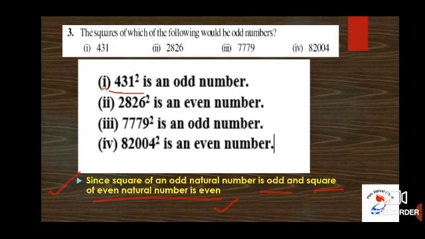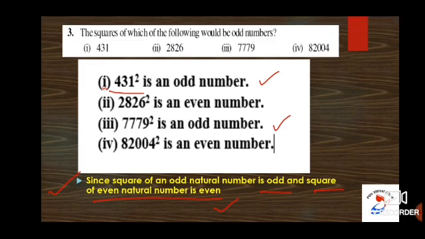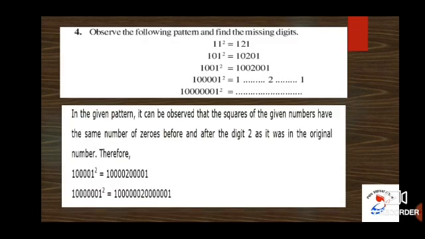Next, fourth one, 82004, it is an even number. So the square of 431, that is subdivision 1, and subdivision 3, that is 7779, only these both will end with an odd number, because the square of an odd number will always be odd and the square of an even number will always be even. This completes problem number 3. Let's move on to the fourth problem.